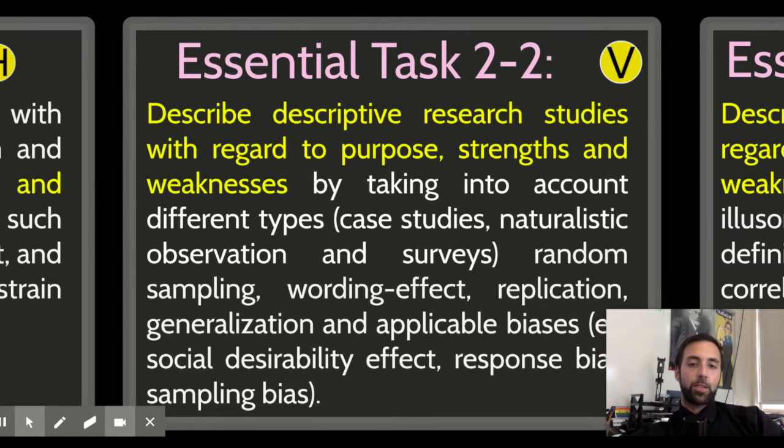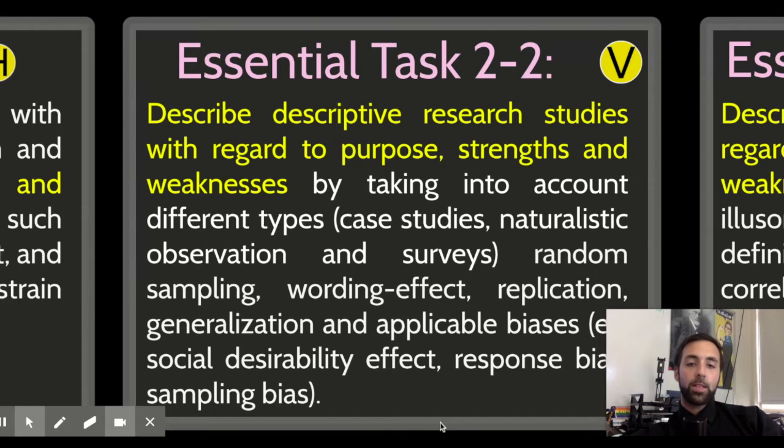In Essential Task 2.2, we are going to begin talking about the first form of research, known as descriptive research. There are three distinct types of research that fall into this category: surveys, case studies, and naturalistic observations. We're going to be talking about the purpose, strengths, and weaknesses of each of those types of studies.